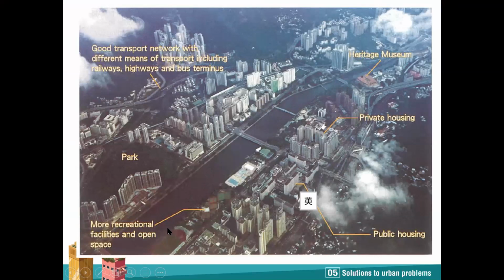And there are more recreational facilities and open space along the Shing Mun River. And a good transport network provides different means of transport for people to travel to the urban area. So this is the highway, and there is a bus terminus in the New Town Plaza.